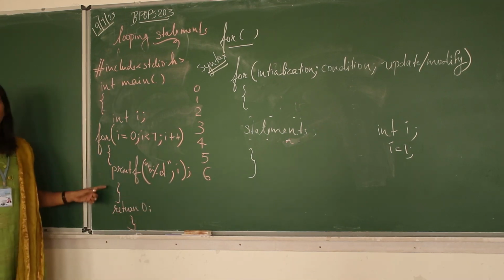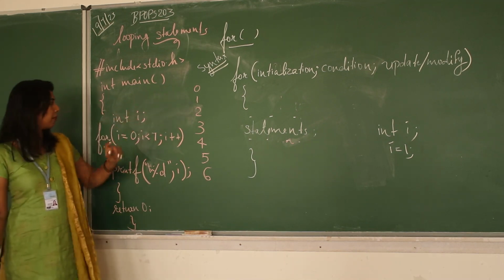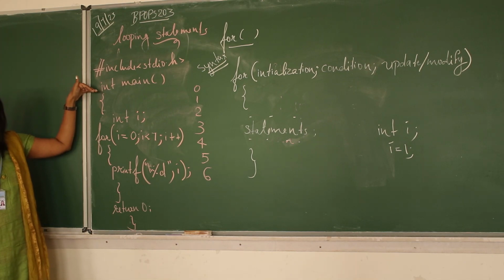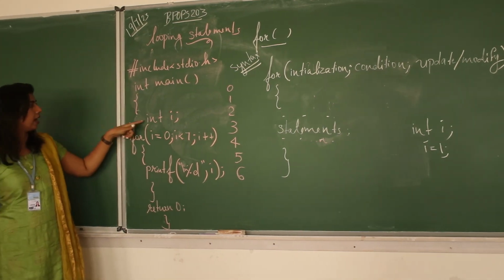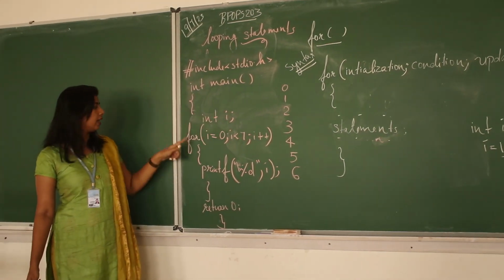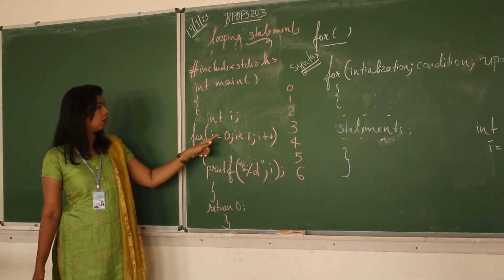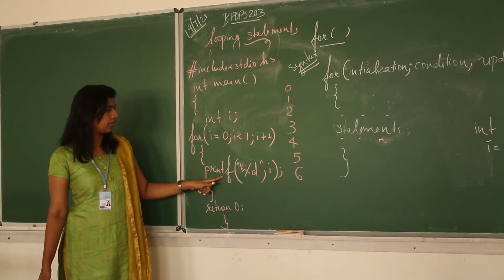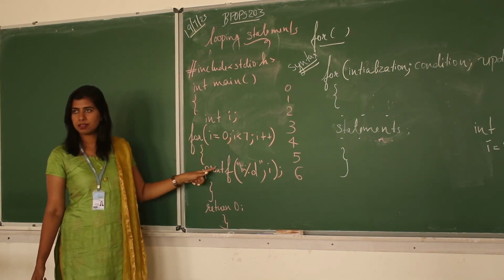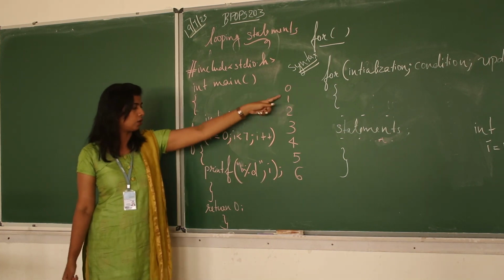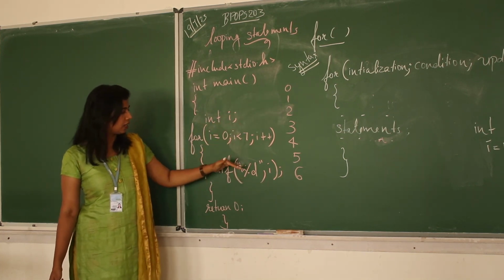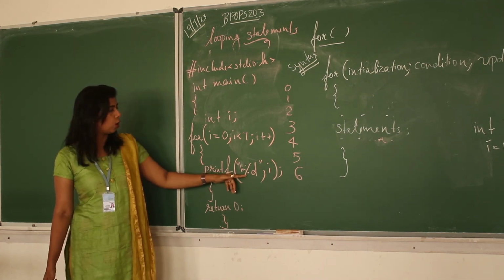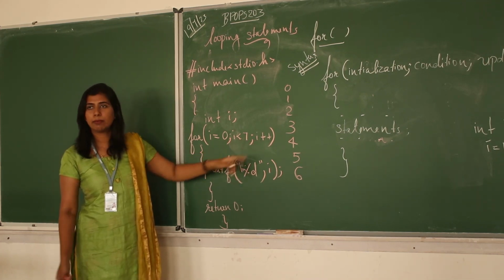So if I am writing my program like this, how should I get my output? Your execution will start from main, starting from this line, coming inside. I declared a variable I, then coming to this for loop, I value initialized to 0. Now 0 less than 7, the condition is true. So coming inside the for loop, printing 0. After executing those statements inside the for loop, the control will go back to the increment part.